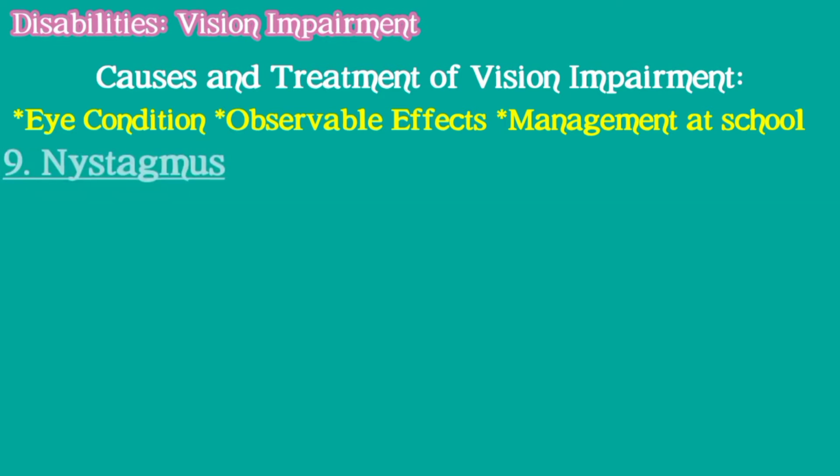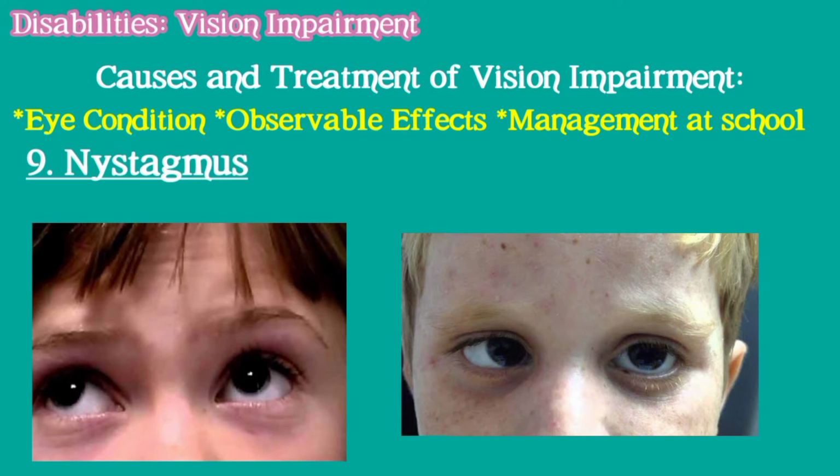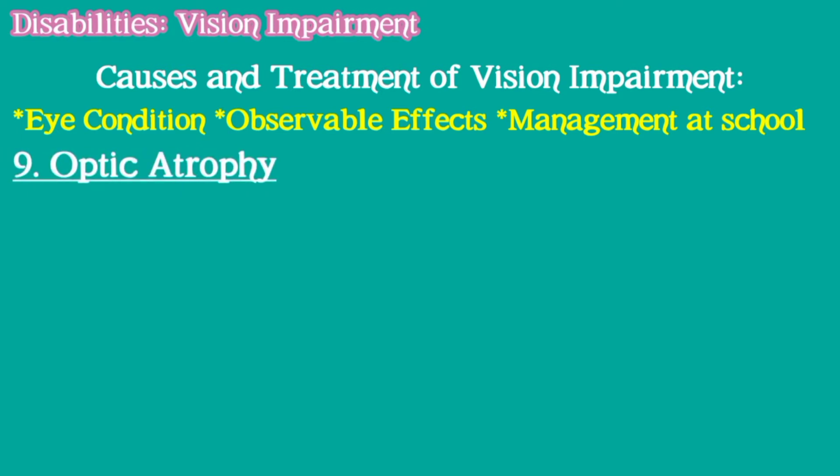So next is Nystagmus. So what is Nystagmus? It is a rapid involuntary eye movement. The observable effects are uncomfortable vision, which worsens at times of stress. And the management at school is provide shorter visual tasks, allow the child to position themselves comfortably. So if the student has nystagmus, the child must be placed in a comfortable position in the room or in the school.